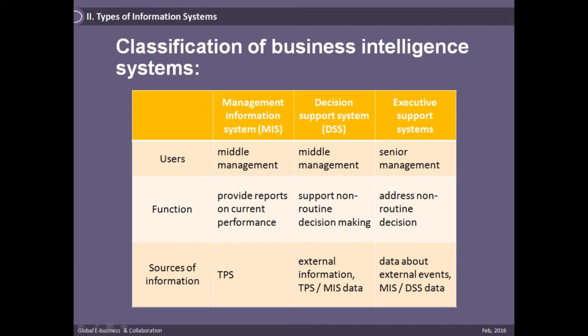Except for the management information system, it provides reports on current performance like the sales or how many kilograms we used. The source of information of the management information system is the TPS, transaction processing system. The source of information for the decision support system is external information, the TPS or the MIS data, and for the executive support system, the source will come from data about external events, MIS and DSS data.